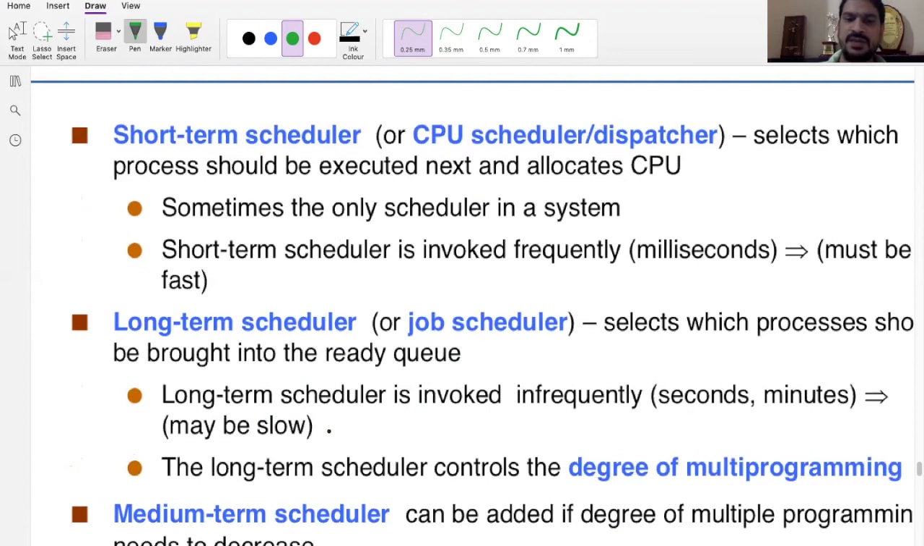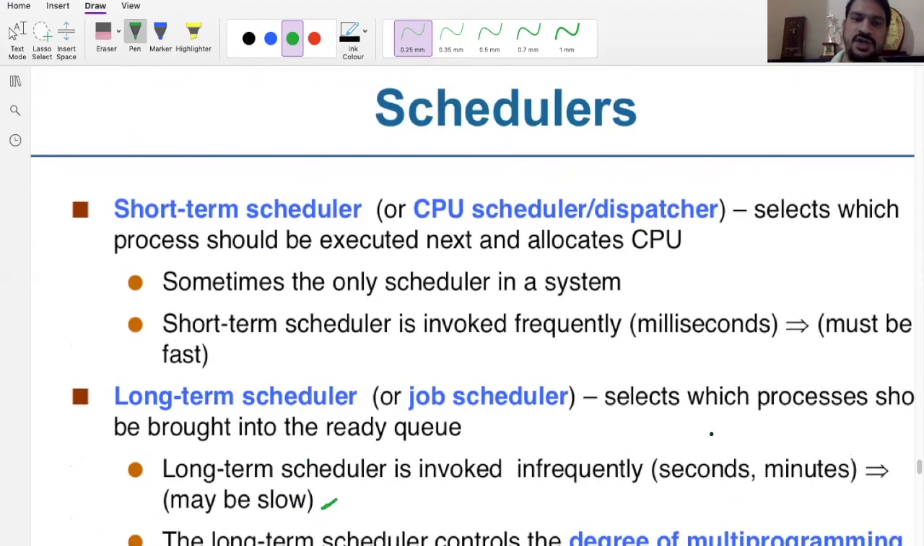Seconds, minutes, it may be slow. So that's why it is a long-term decision that has to be taken. It is very slow. The long-term scheduler controls the degree of multiprogramming, which means how many programs will be there in the ready queue. That will be decided by the long-term scheduler.